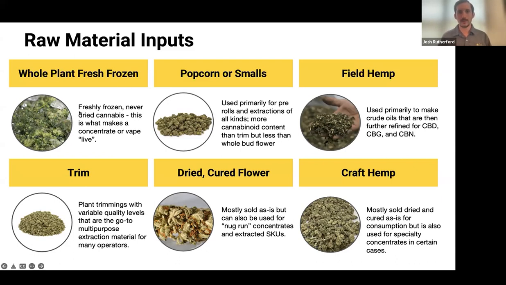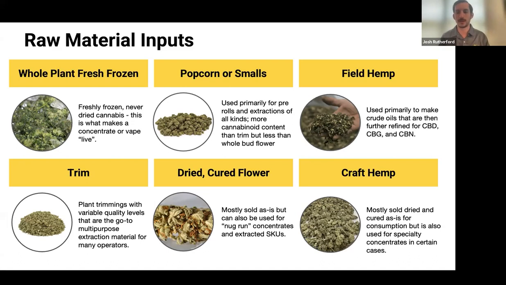You also have popcorn and smalls. So you're going to have all of your top colas, which might go to flower, right? You might have those popcorns and smalls, which don't necessarily make financial sense, depending on which market you're in, to be trimming that small of buds. So you can end up taking that and going into a concentrate type of product, whether or not you're drying it out. So if it's popcorn or smalls, you can fresh freeze those as well. I personally don't recommend that. I would rather dry them and use them for joints, maybe an infused joint.